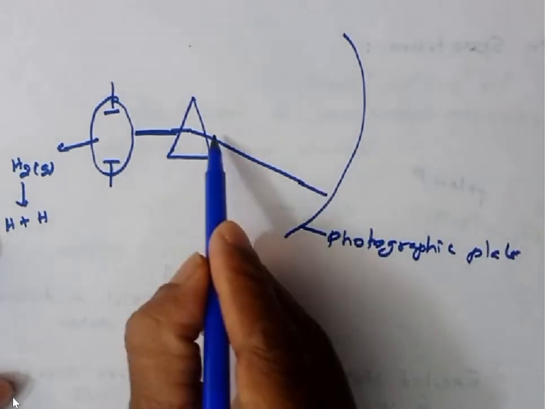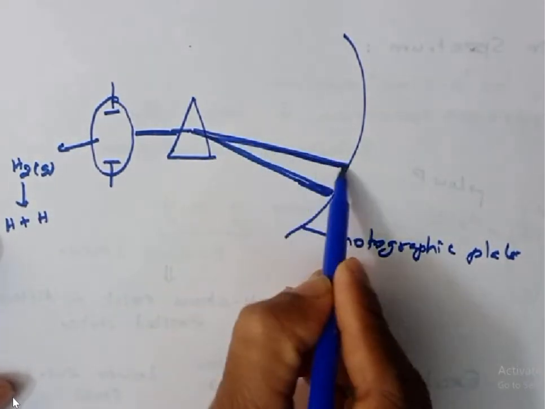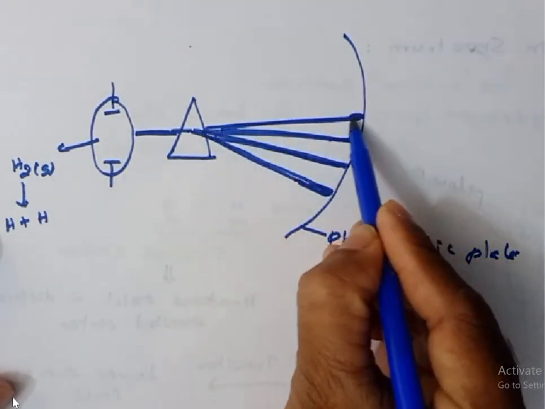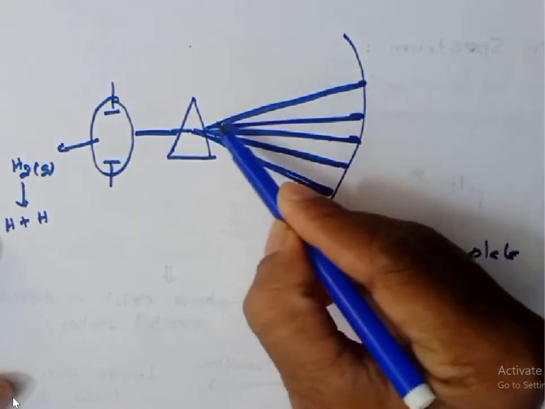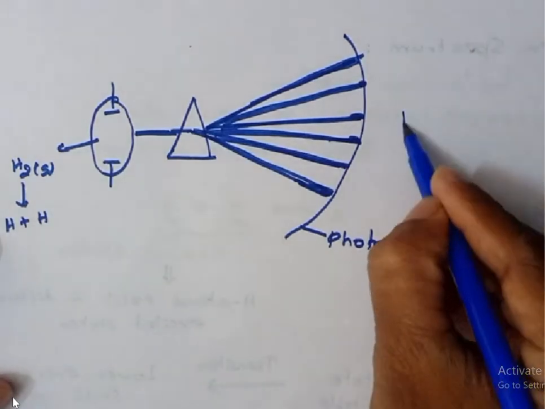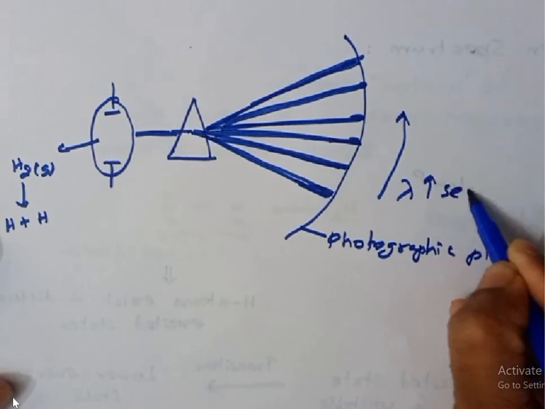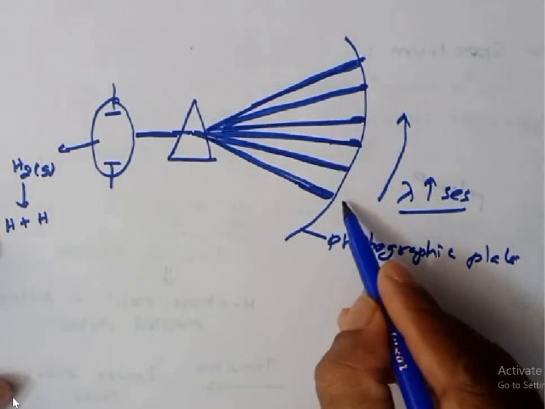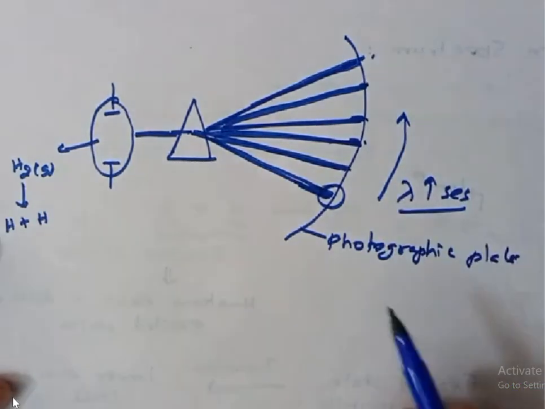Okay, you'll get a bunch of lines at one place, another bunch of lines at another place, and another bunch at another place. On the photographic plate, these radiations get dispersed, and a bunch of lines appear on the spectrum. Actually, wavelength increases from bottom to top, lambda increases. So this is the first bunch of lines, and second, third, fourth, fifth, sixth.